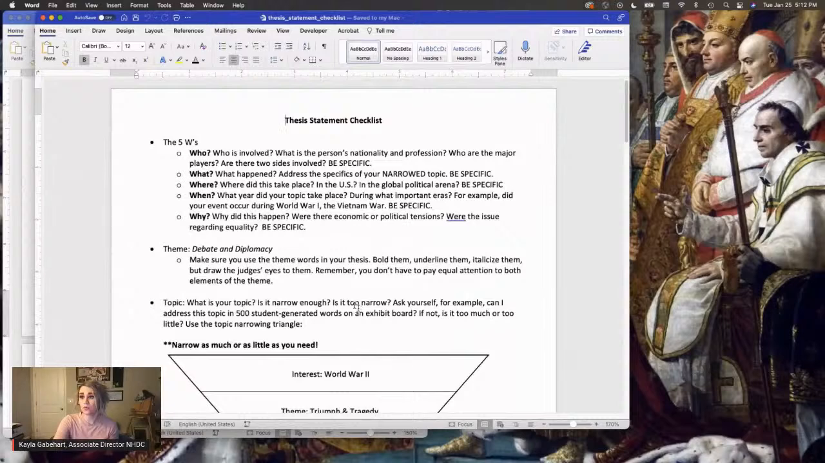Okay, so we have talked through all of these things in our slideshow, the pieces of our thesis that we need. So the 5 W's, right? Who is involved? What is the person's nationality and profession? Who are the major players? Are there 2 sides involved? Be specific. Remember, that's another one of our important steps.